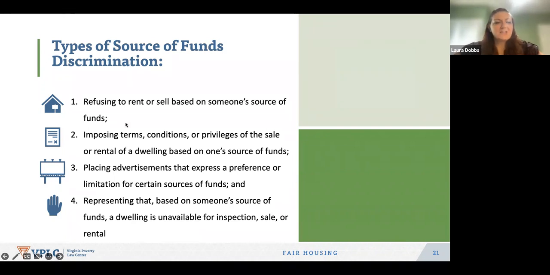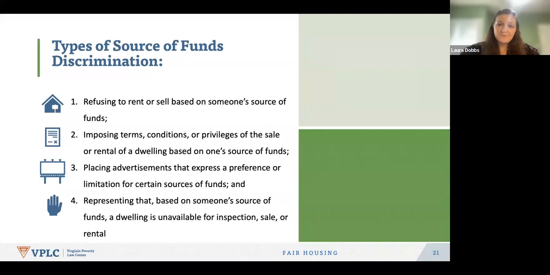My apologies. So it would be refusing to sell or rent to someone based on how that person is paying the rent, where that rent money is coming from. It could include imposing different terms or conditions or privileges. For example, they say, sure, we'll accept voucher holders, but you're not allowed to use the pool. That would be a violation. Or if they put out advertisements that say they're not going to rent to voucher holders, or giving some sort of preference or limitations based on that source of funds.